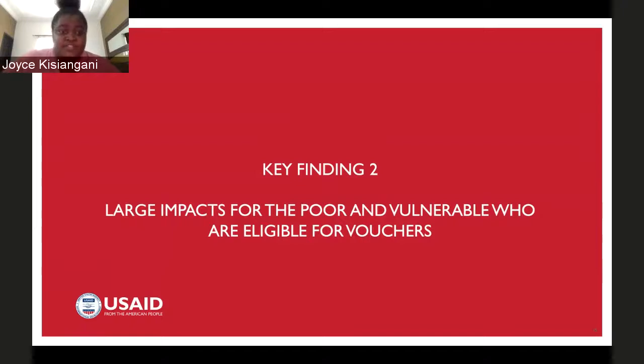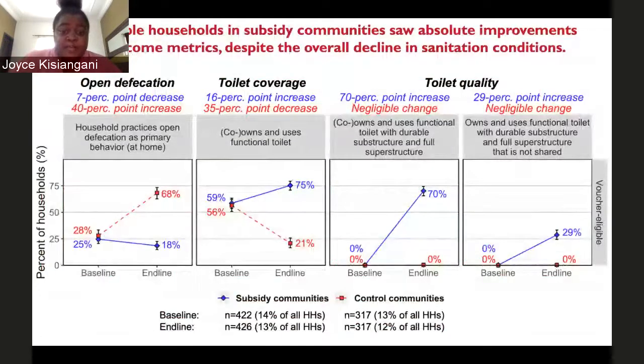Yeah, thanks, John. So I'll take you through the impacts that we observe among voucher-eligible households. So these are households who are identified through the community consultation process as being poor or vulnerable with no form of external support within the treatment group and within the control group. So overall, we see that the subsidy had large impacts among voucher-eligible households within the treatment group, as sanitation conditions among these households improved within the treatment when compared within the control group.